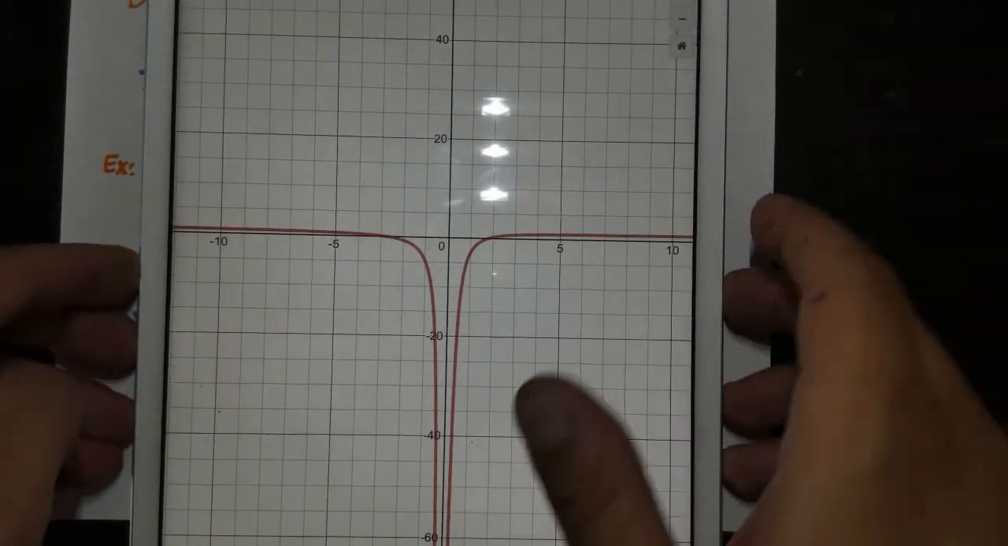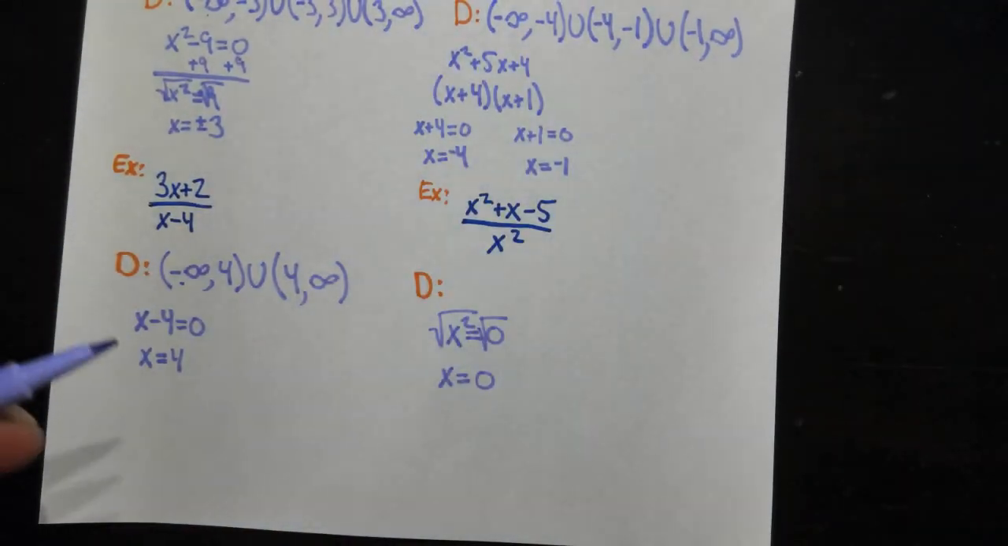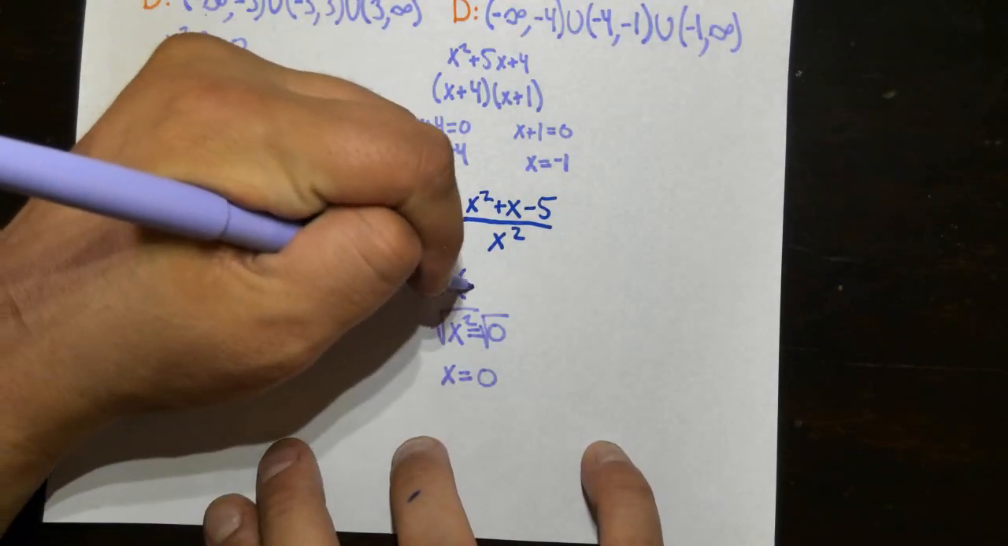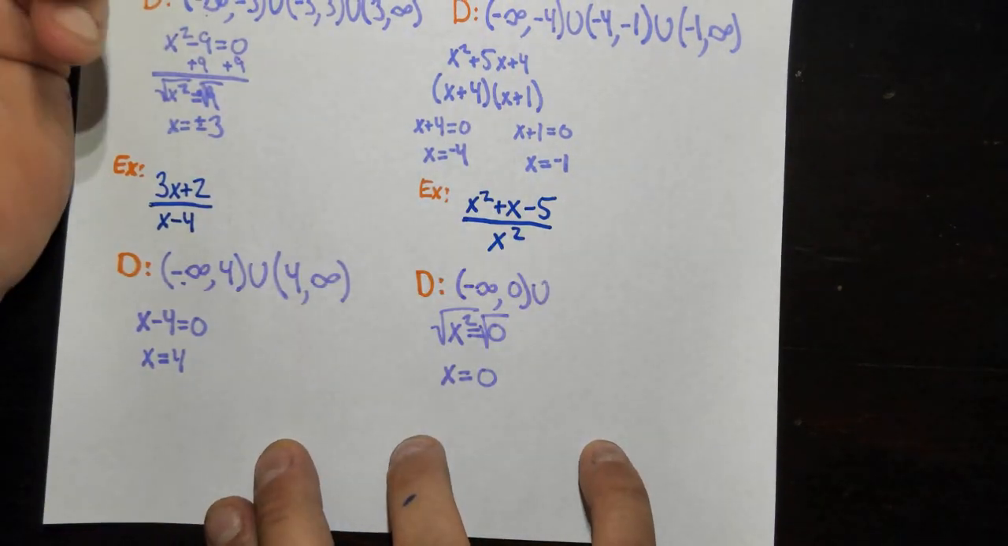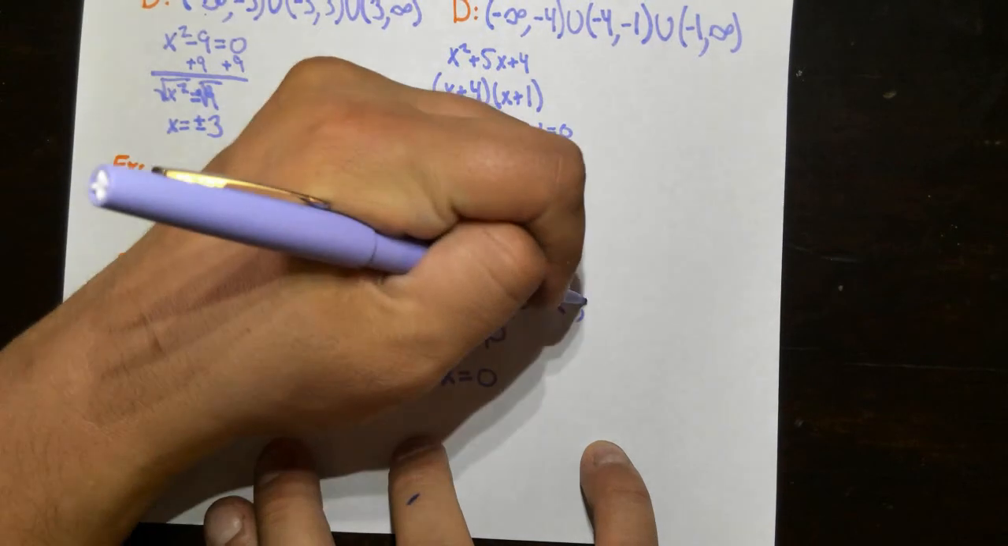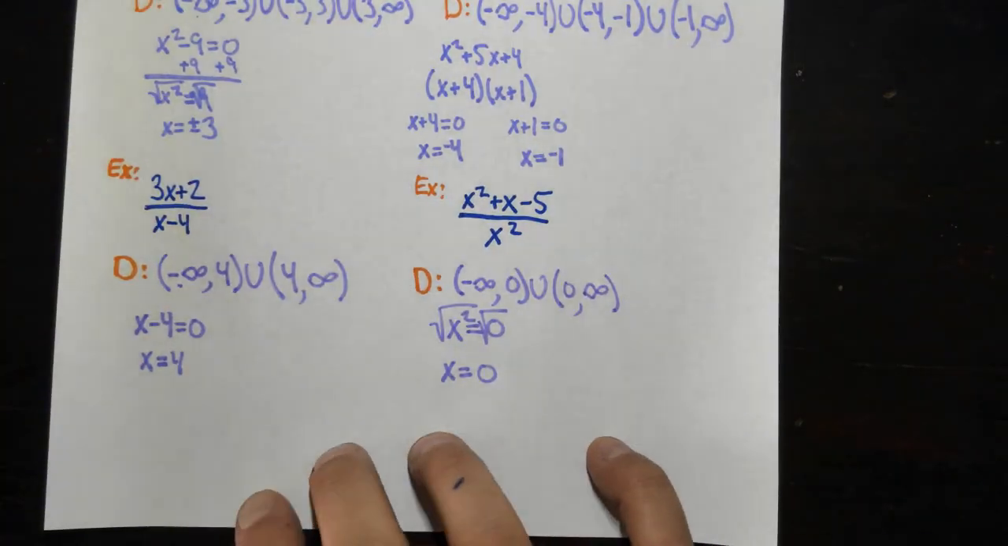So, how do we write that one? Well, the domain exists from negative infinity to 0, union, because it doesn't exist at 0, 0 to positive infinity, just like that.